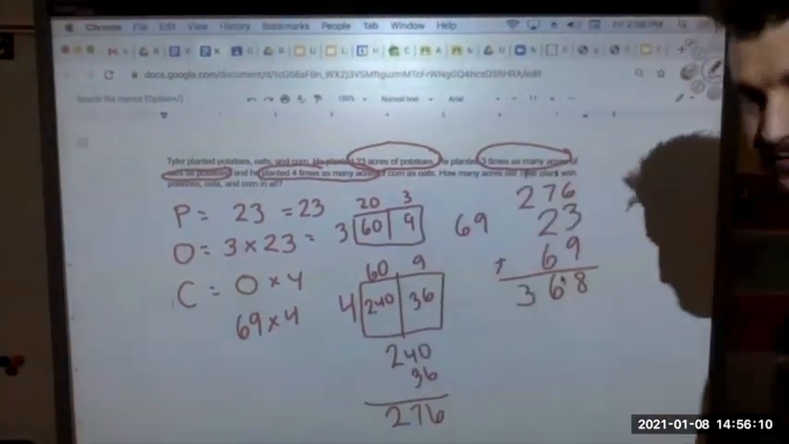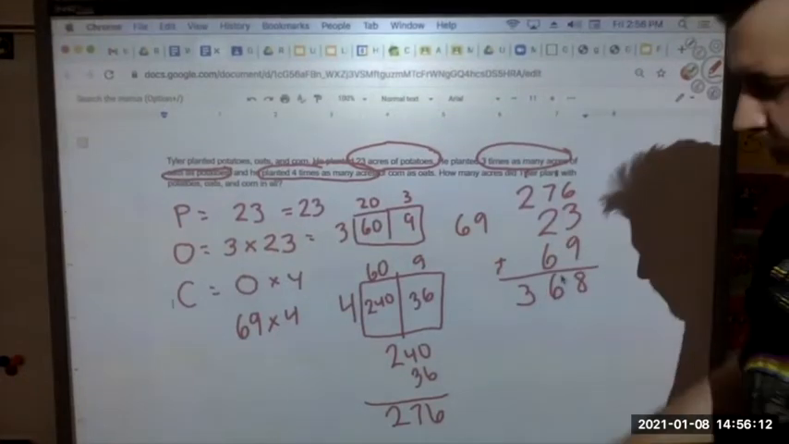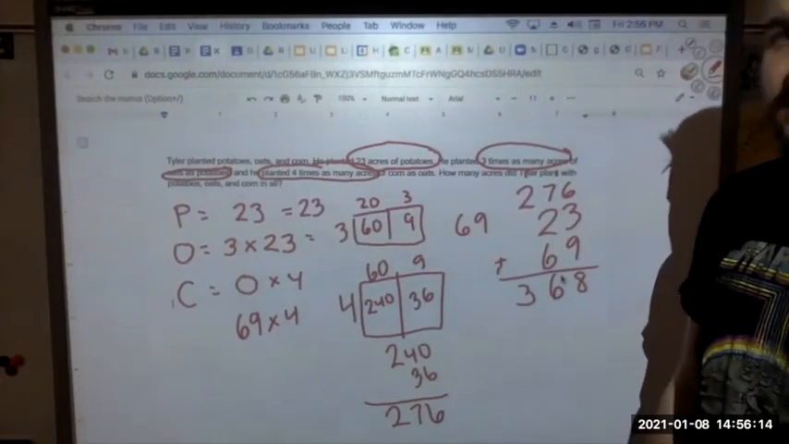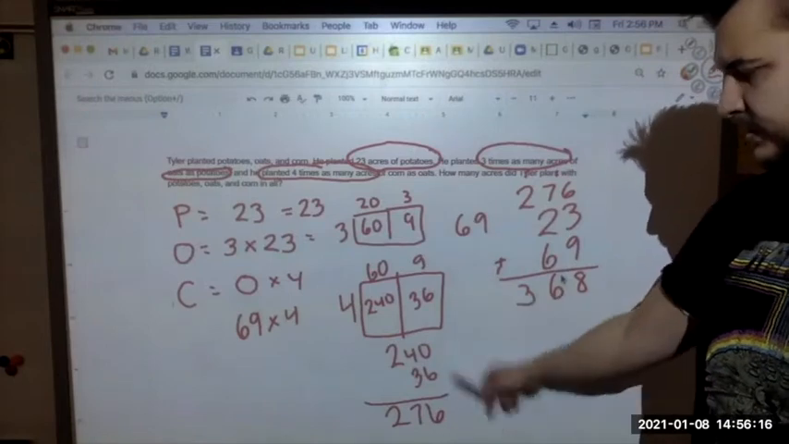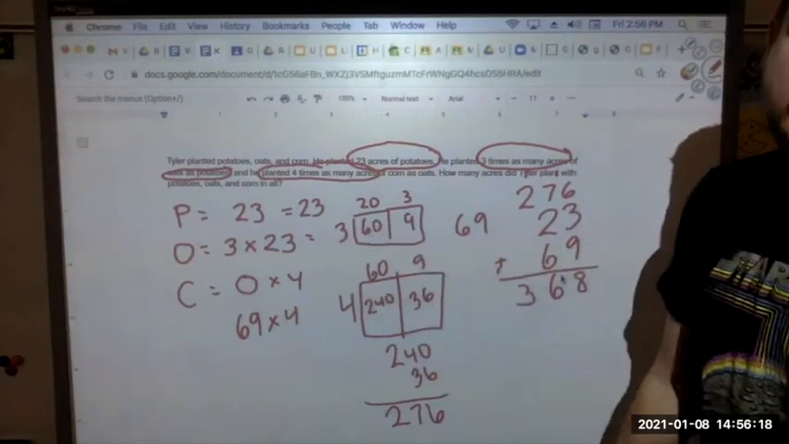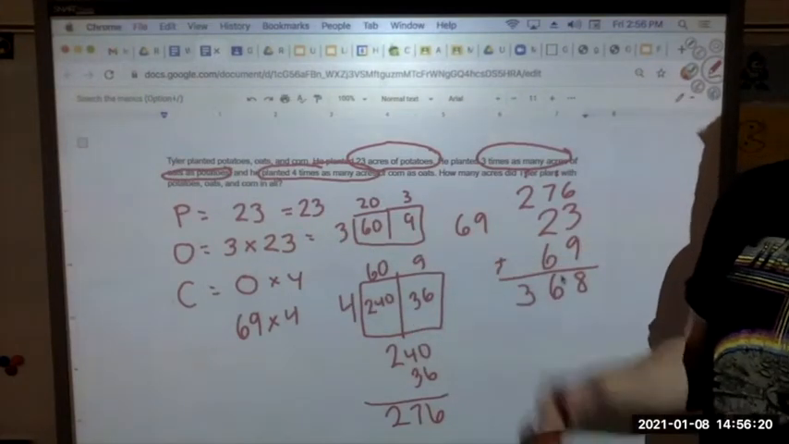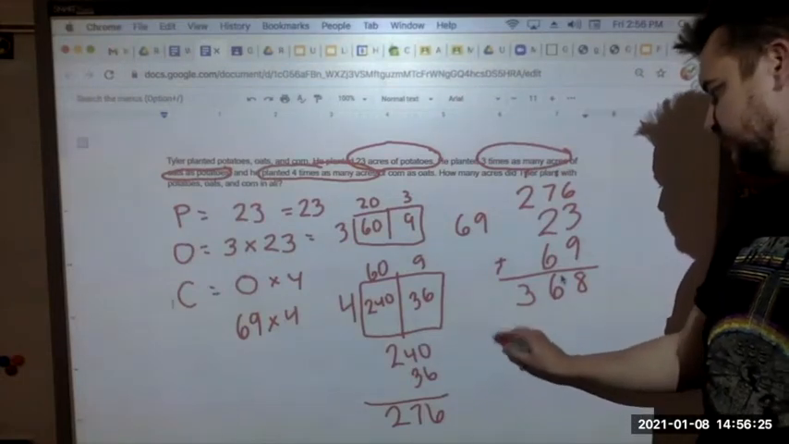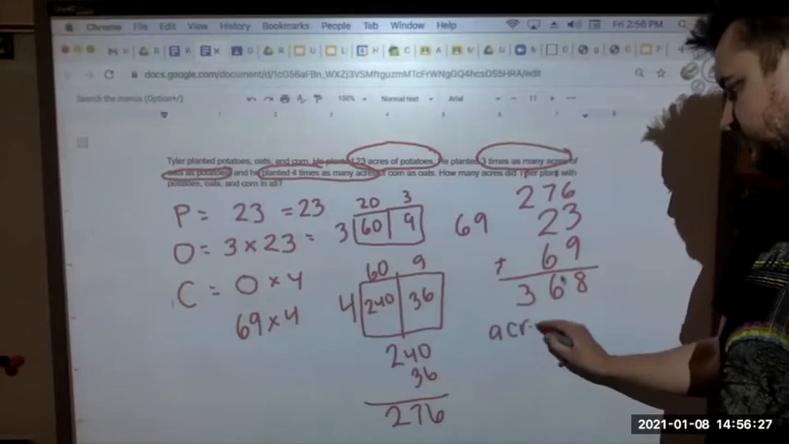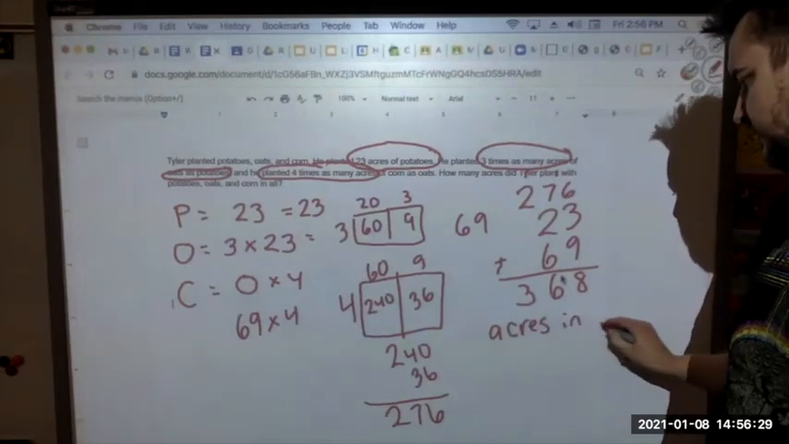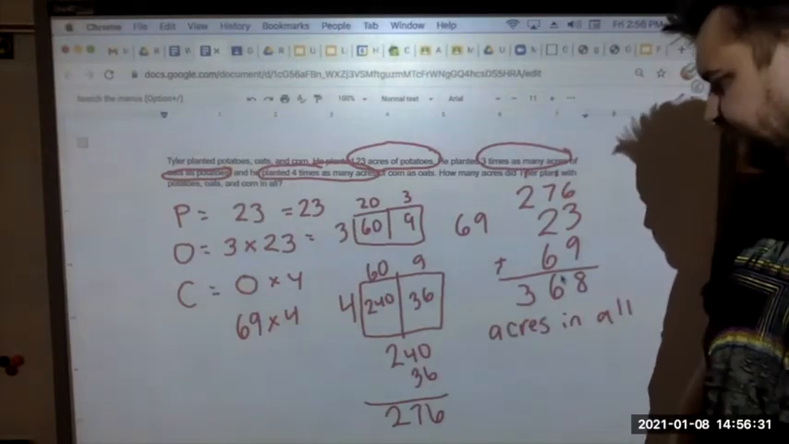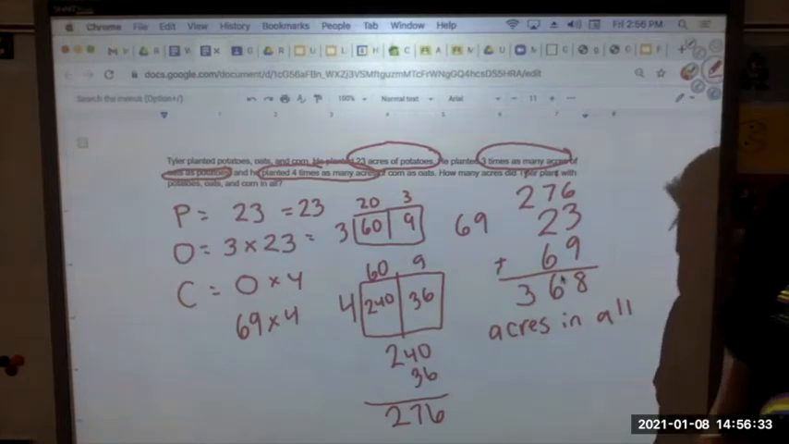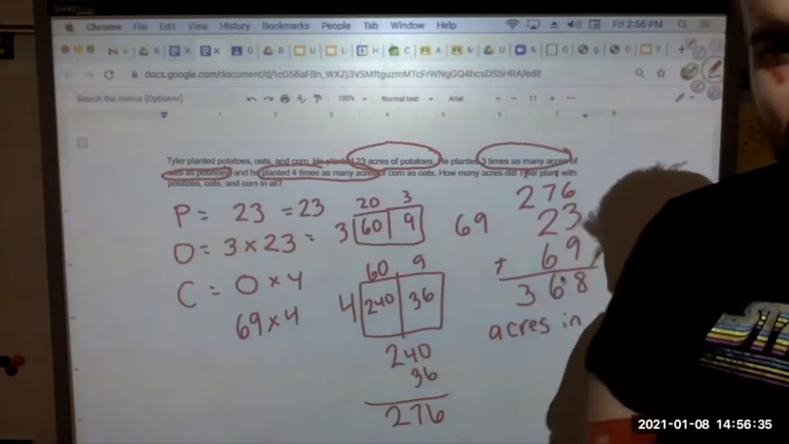If you didn't get that, figure out what you did wrong. You probably just stopped here, or maybe you added this and 69 together, but forgot to add the 23. But remember, it wanted the total acreage. So 368 acres in all. Boom. You're so smart.